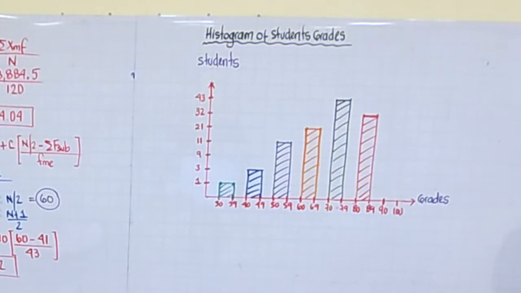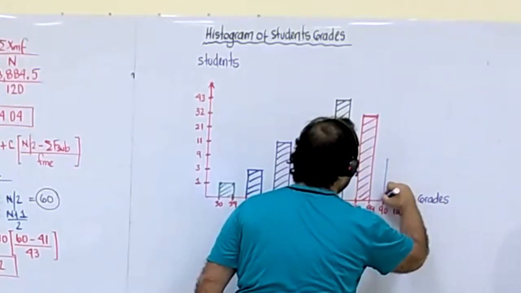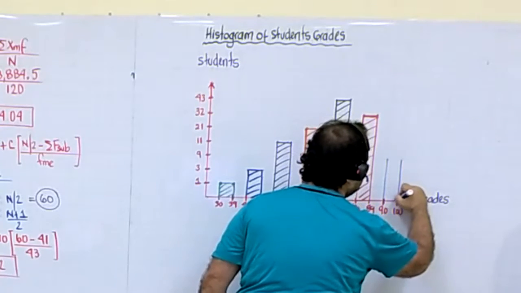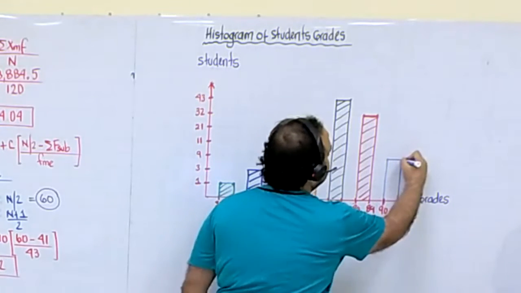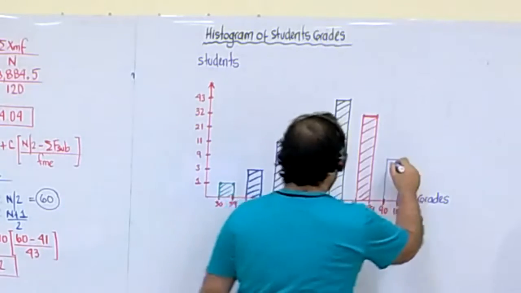Let's see if I have another color. No, I don't have it. I have this blue one. I'm going to use this blue one, brand Expo. It's a little bit different color. Well, I guess.